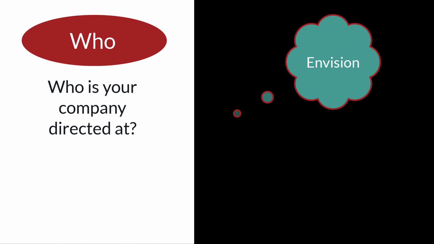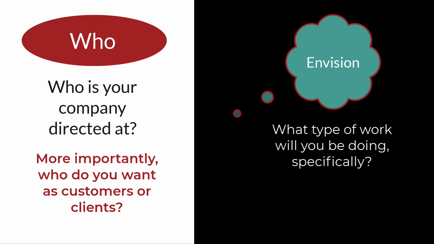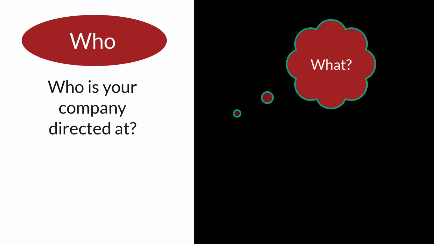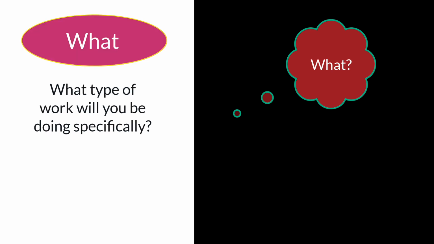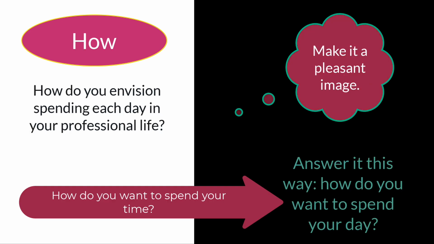The next question is who? Who is your company directed at? And more importantly, who do you want as customers or clients? This brings us back to the second part of what. What type of work will you be doing specifically? And this question leads us to how. Sometimes answering this question just boils down to something as simple as asking yourself, how do I envision spending each day in my professional life?